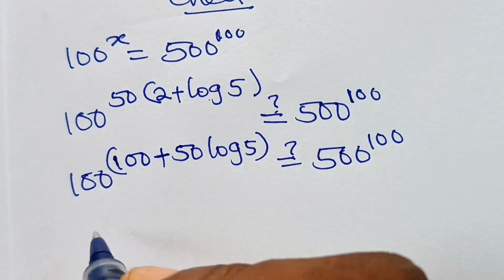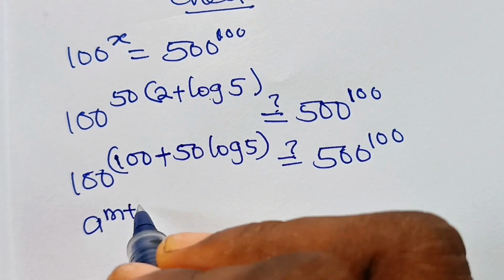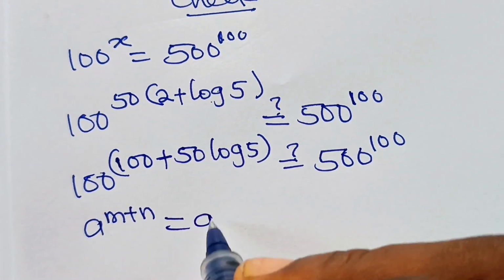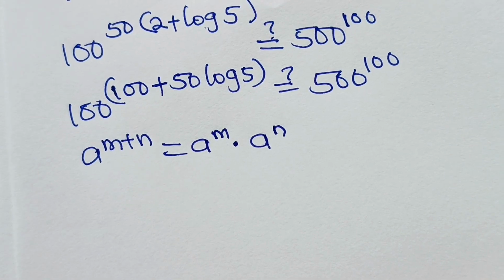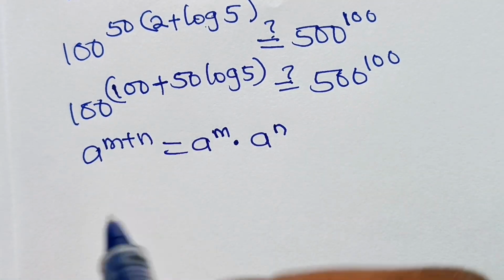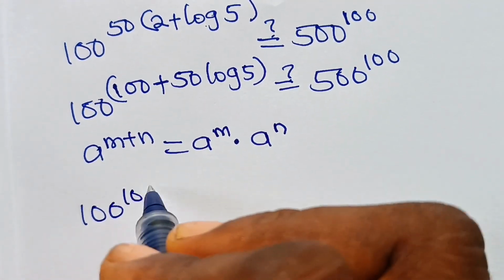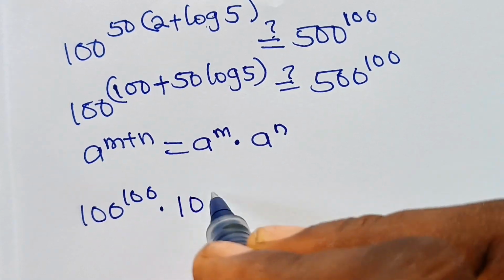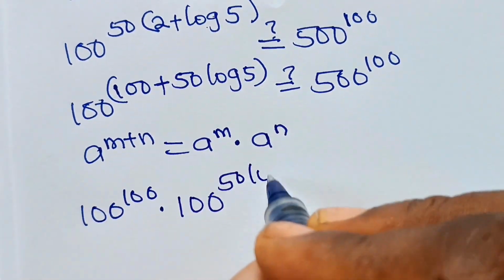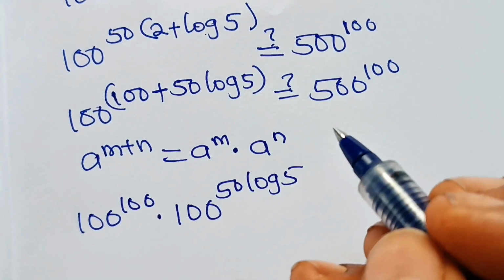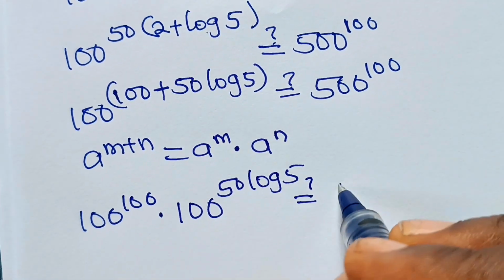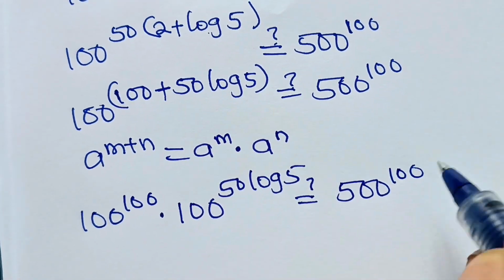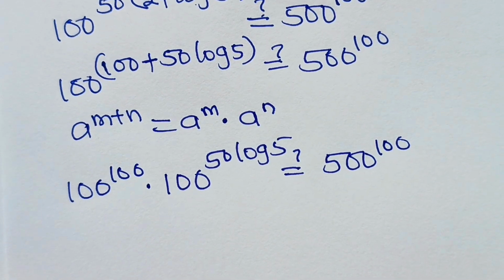Now recall that a to the power of m plus n is equal to a to the power of m multiplied by a to the power of n. So that means that we can write this as 100 to the power of 100 multiplied by 100 to the power of 50 log 5. Now is this really equal to 500 raised to the power of 100?